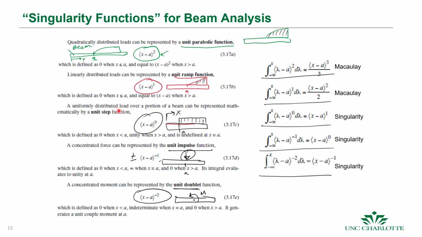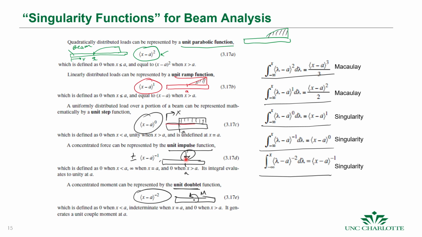If we have a uniformly distributed load, we can represent that with a unit step function, which is a singularity function with a 0 power. When x is less than a, it's nothing. When x is greater than a, it's defined as 1. Then here we have this unit impulse function, which is x minus a to the minus 1. That means when x is less than a, there's nothing going on. When x is equal to a, we have this point load. When x is greater than a, nothing else is going on.